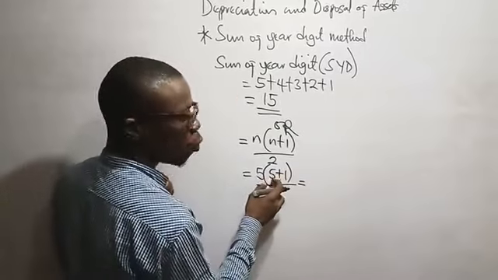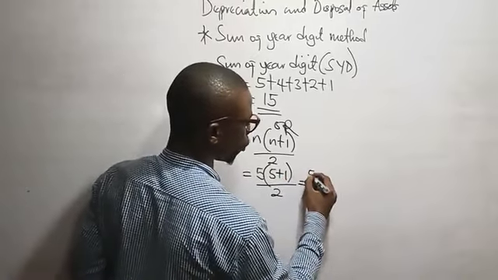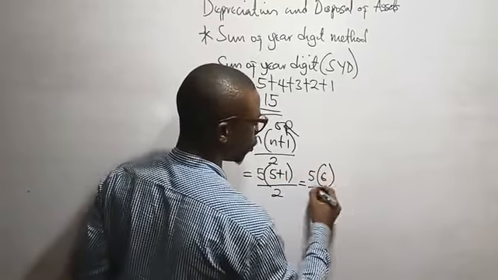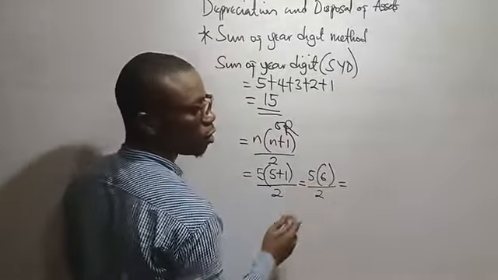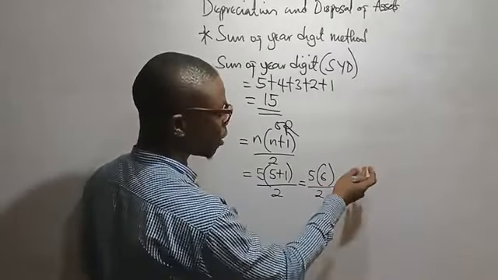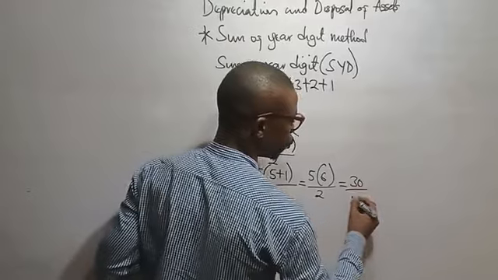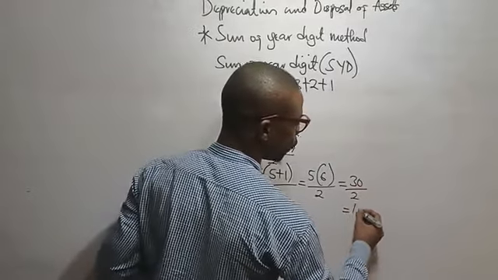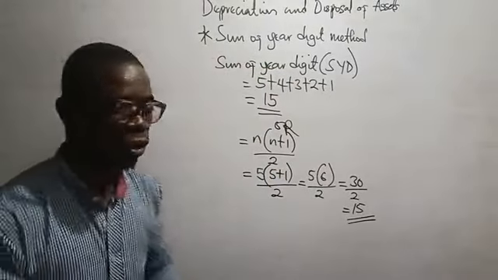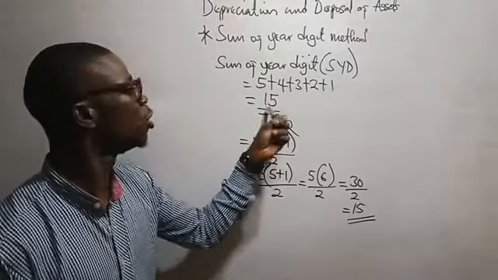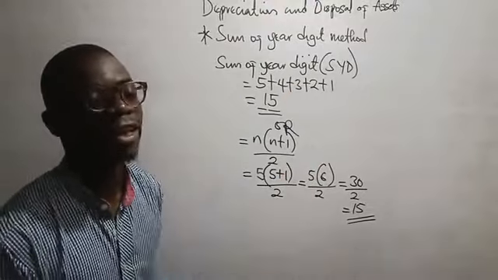That means 5 plus 1 is 6. So 5 times 6, because when you open the bracket, it's 5 times 6. It will give us 30. So 30 divided by 2 will give us 15. So the sum of the years is 15.